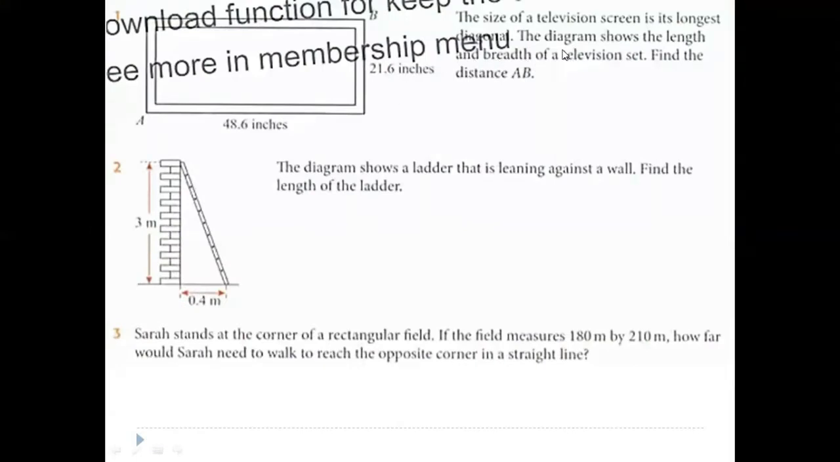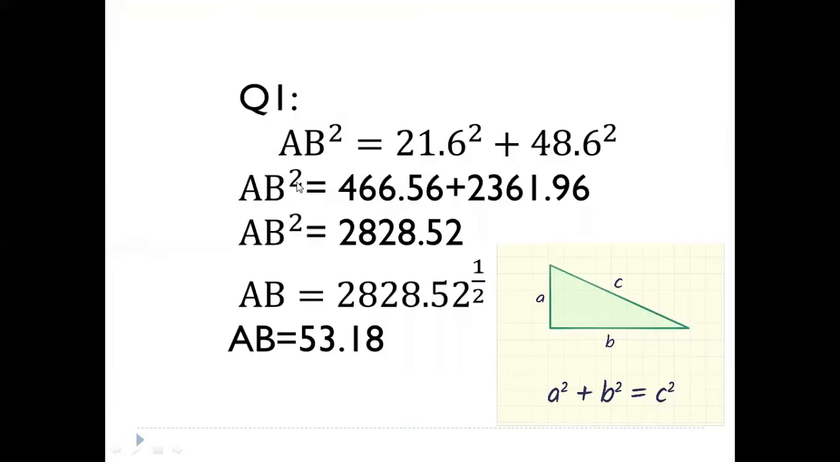Here is our question. The size of a television screen is its longest diagonal. The diagram shows the length and the breadth of the television. Find the distance AB, meaning we find the distance from A to B. We have the length and width, but we will find the diagonal from A to B. It's so easy. As it is the same, we are using the Pythagoras theorem here.